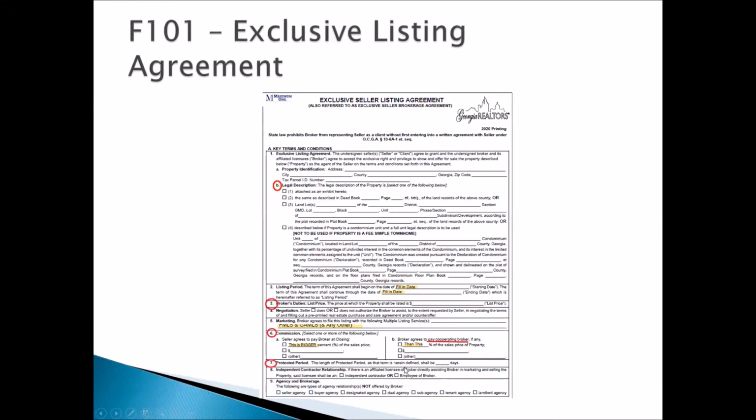The following types of agency are not offered by the broker. Again, as an agent, you guys need to check with your broker if there are any agency relationships that your brokerage has a policy against. Dual agency, for example, is not illegal as long as there is disclosure and written consent by the parties, but there are some brokers that have a policy against it.